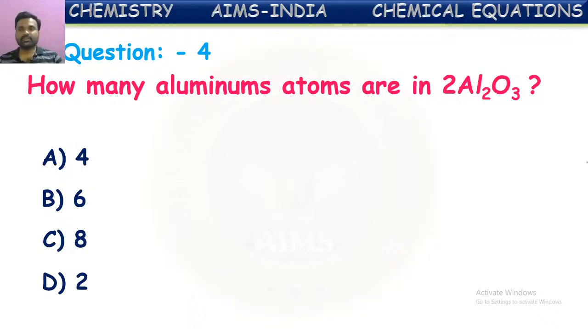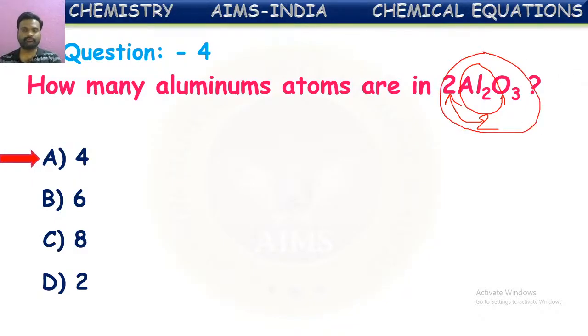How to count it? First we have to say how many aluminum atoms are there in each molecule. How many are there? 2 aluminum atoms are there. Then this number should be multiplied with the coefficient which is in front of the molecular formula. Then we get the total number of atoms of that particular element present in the total given. So that will be 4. Very good. Most of you have given the correct answer. It is 4. 4 aluminum atoms are there overall in the given compound.